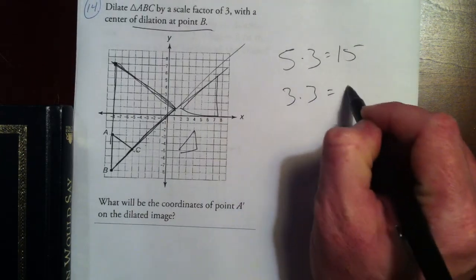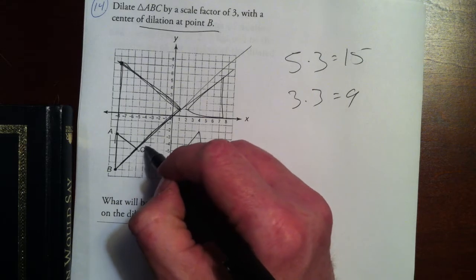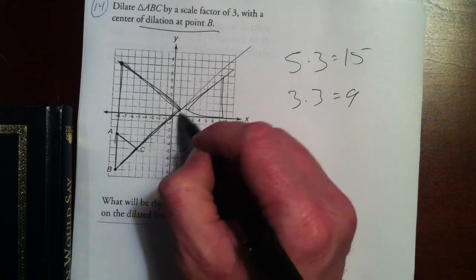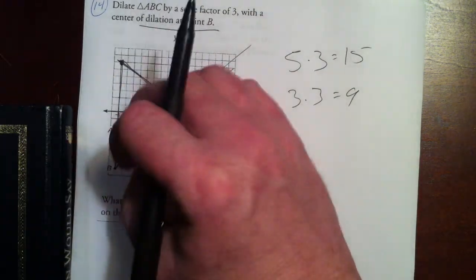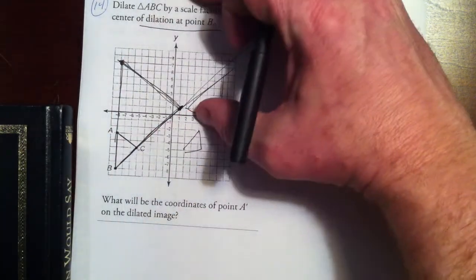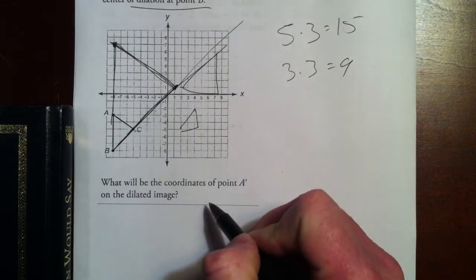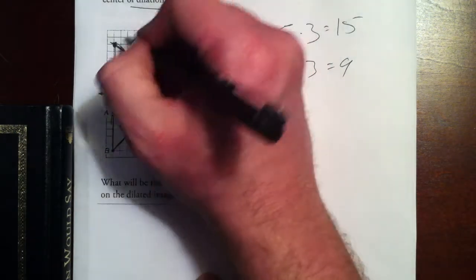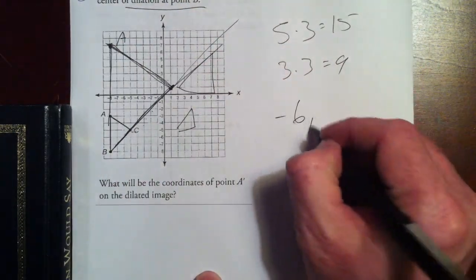You got 1, 2, 3. 3 times 3 equals 9. So I'm going to go 1, 2, 3, 4, 5, 6, 7, 8, 9 right there. So you're basically making something bigger. You're just taking it and expanding it this way. And it's asking you what will be the coordinate points of point A prime. Well, this is going to be negative 6, 7.